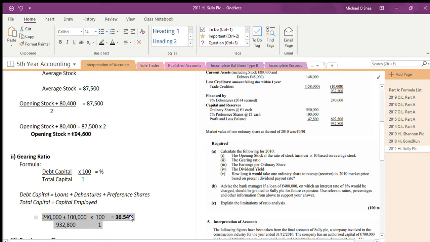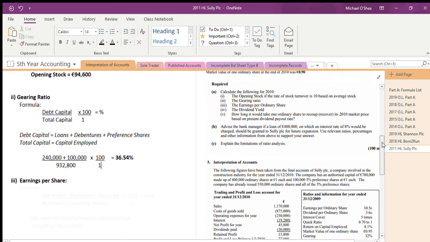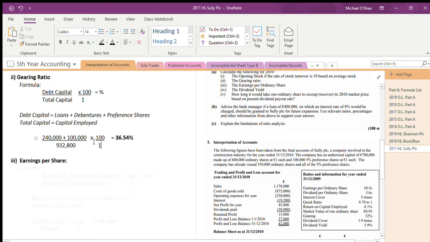36.54%. Again, percent's important. That has to be in percent. Otherwise, you'll throw away about 2 or 3% every time you make that mistake. So you have to have that in.